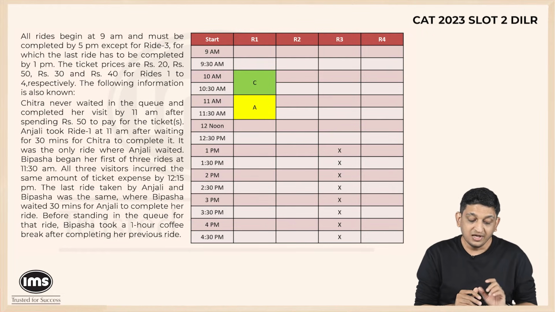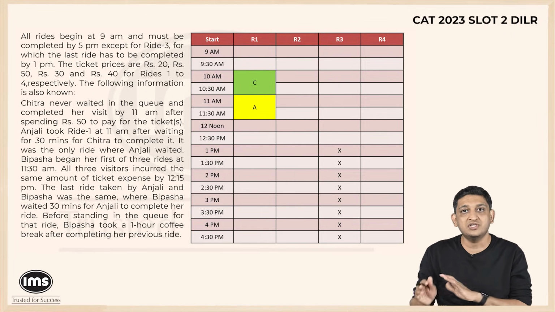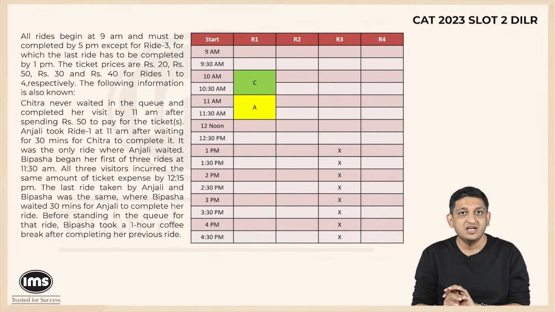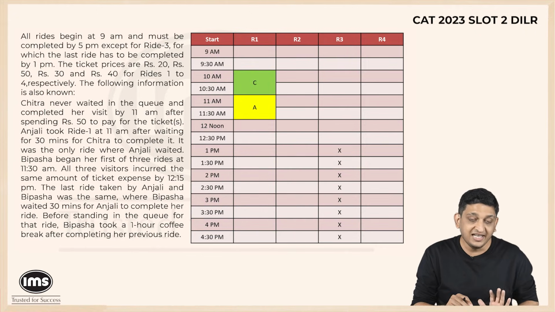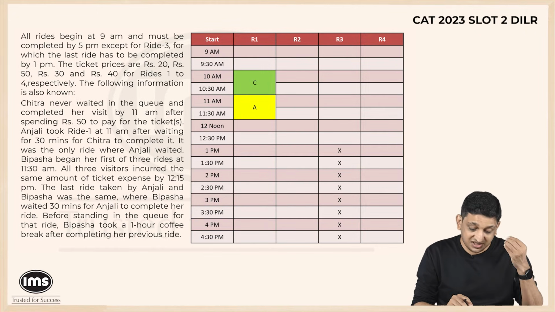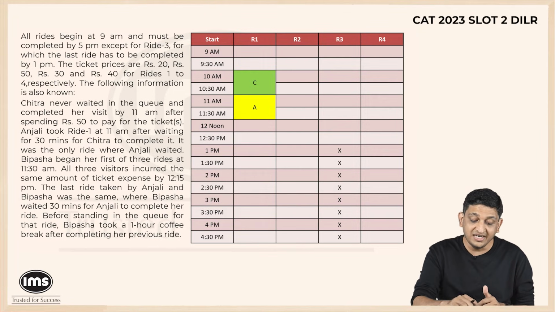We also know that Chitra never waited in the queue and completed her visit by 11 a.m. after spending 50 rupees to pay for the tickets. How much does ride 1 cost? Ride 1 costs 20 rupees. She is out at 11 o'clock. So after 11 o'clock, there is no mention of Chitra in this entire set, which means that she had to spend 50 rupees across 2 rides. If she has taken ride 1 at 10 a.m., 10 to 11, then she has to take another ride which would have contributed 30 rupees, which would have been ride 3.